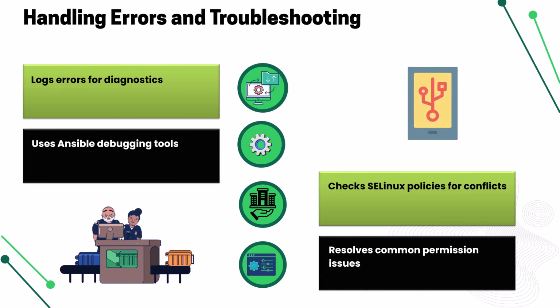Errors, they happen, but don't panic. Log files are your best friends for figuring out what went wrong. Ansible's debugging tools help pinpoint issues fast, and sometimes it's just an SELinux policy misbehaving. A little troubleshooting and boom, you're back on track.